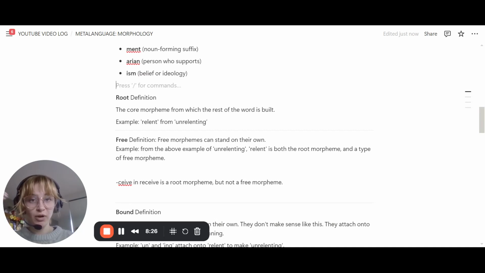If you're going to talk about root or free morphemes in your SACs or exams, just think, with the word that you're given, is the core meaning created from this morpheme, in which case it is a root? And does that stand on its own? If yes, then it's also a free morpheme. So just apply their separate definitions to each morpheme that you're trying to consider, whether it's free or root.